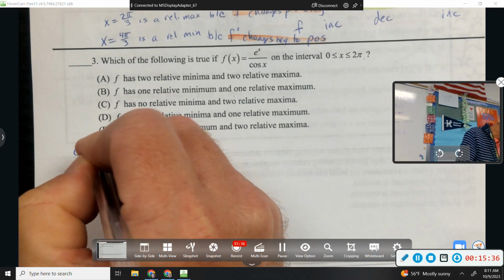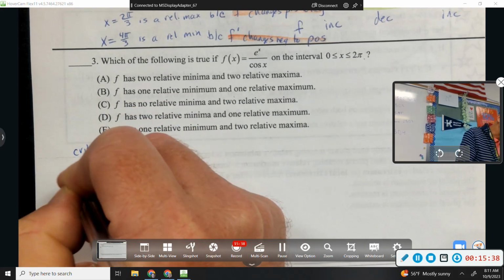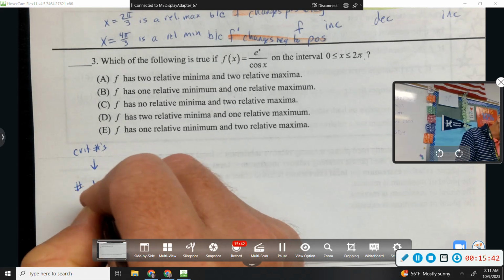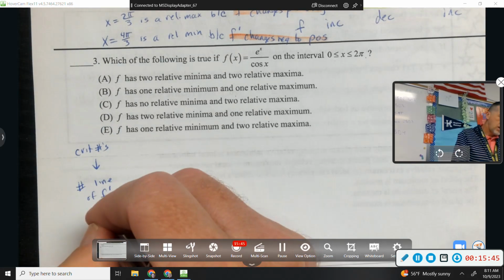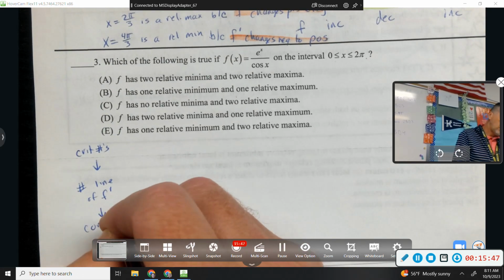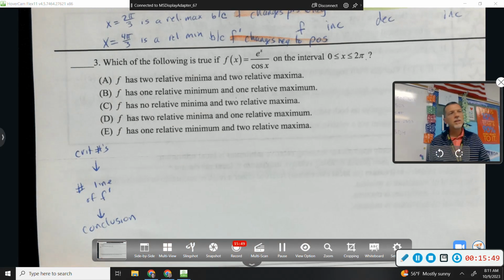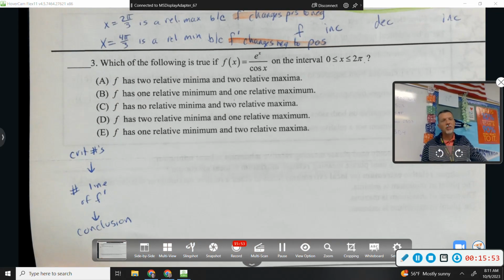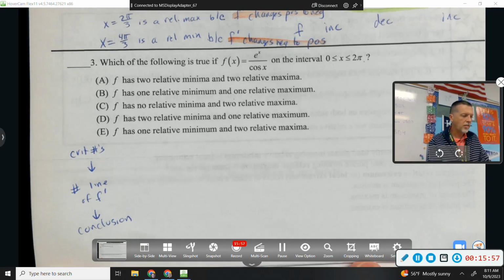So I need critical numbers to set up a number line. And the number line will help me with f prime. And then I can probably answer the question from there. Again, it won't be a formal type answer, but especially if I draw the picture, I'll be able to see how many maximums and minimums I have.